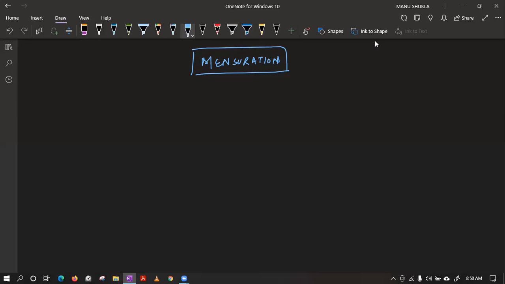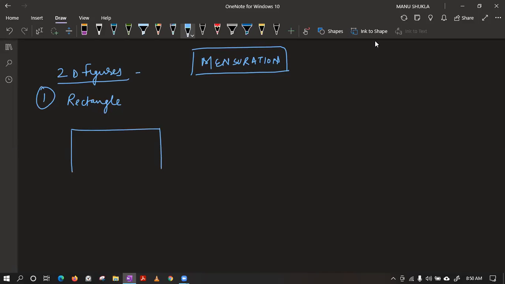So in one dimension we have seen we have lines and other things. So the first figures that we have dealt with are 2D figures. The first 2D figure that normally we go through is a rectangle. Class, in a rectangle we have two dimensions. One is length and the other is breadth.